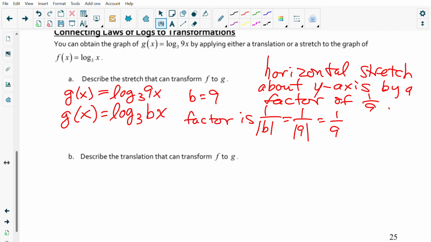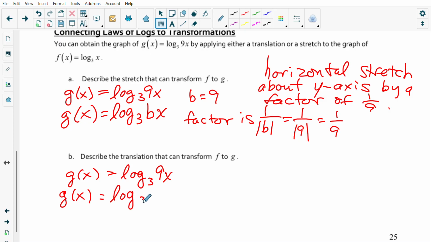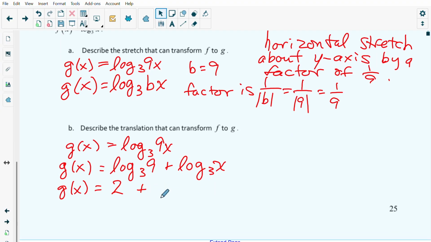Okay, describe the translation that can transform f to g. So how the heck do we get a translation? These two graphs are the same. G of x, in this case, we're going to show it as a translation. Well, how does that happen? G of x equals log base 3 of 9x. Let's apply the product law: log base 3 of 9 plus log base 3 of x. What's log base 3 of 9, folks? That is 2, plus log base 3 of x.